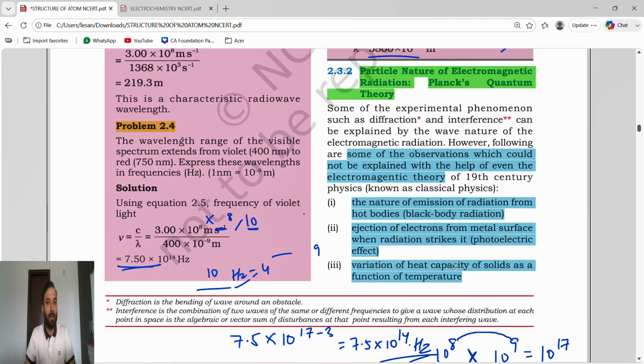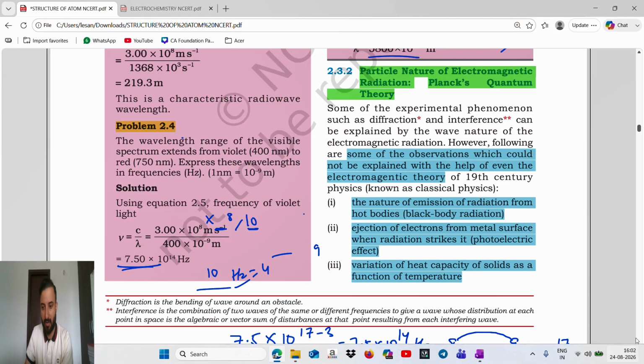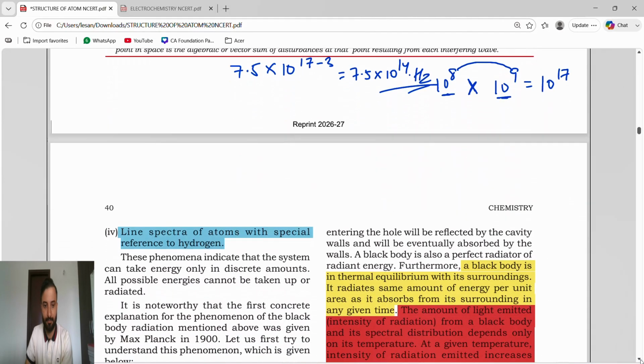Next is variation of heat capacity of solid as a function of temperature. So in a solid body, the variation of heat capacity as a function of temperature, it cannot be explained. This is not something we are going to study in depth. Just the name is enough, you have to write it. These two we have to study in depth: black body radiation and photoelectric effect. So let's see, guys.